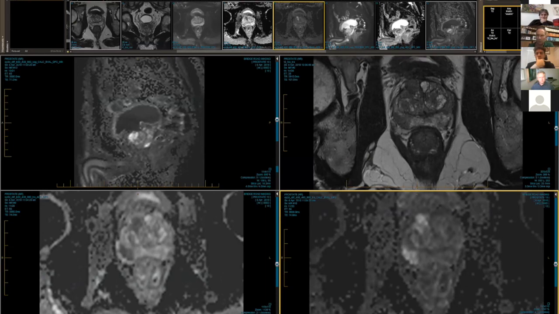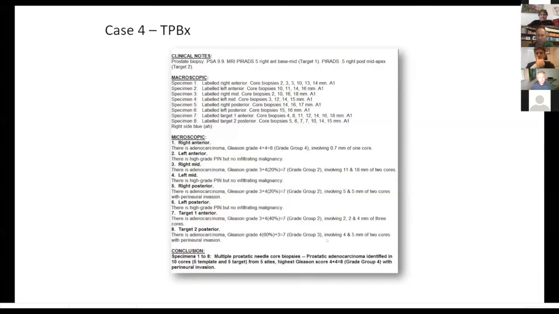So this patient went on to have a biopsy with targeting of those lesions plus template. So he's got disease in the template biopsies as well as both target biopsies. One was the anterior target, 3+4, 40%. And the second one, posterior target, with a high percentage pattern 4 into a grade group 3, each of them 4 or 5 millimetres. And then the more anterior ones, a tiny little focus of that right anterior with higher pattern, Gleason pattern 4, and then bigger sampling on that right mid.